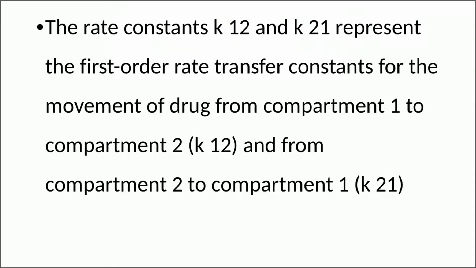Now the rate constants K12 and K21 represent the first order rate transfer constants for the movement of drug from compartment 1 to compartment 2, that is K12, and from compartment 2 to compartment 1, that is K21. So the movement of drug between compartments 1 and 2 is reversible. Initially the drug may go from compartment 1 to compartment 2, and after a certain period of time the reverse is observed, that the drug may re-enter compartment 1 from compartment 2.